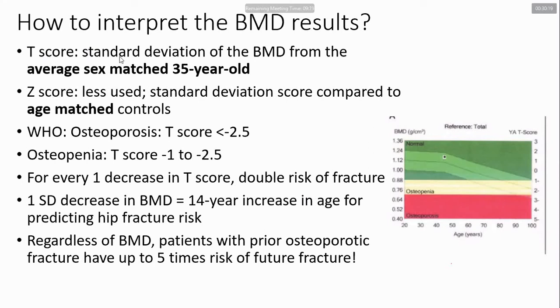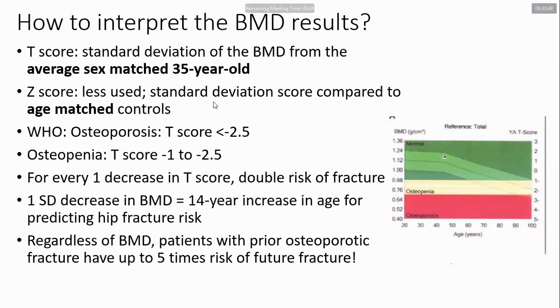T-score is the standard deviation of the BMD, comparing you with the average healthy 35-year-old sex-matched population. So if I'm doing a scan of a 60-year-old man, I would be comparing that with the ideal bone of a 35-year-old healthy male. If it is a female, comparing with a female. So it's basically comparing with a healthy standard.